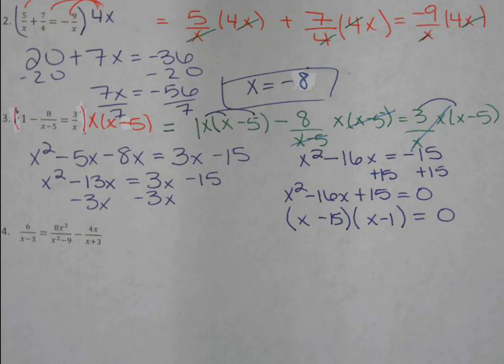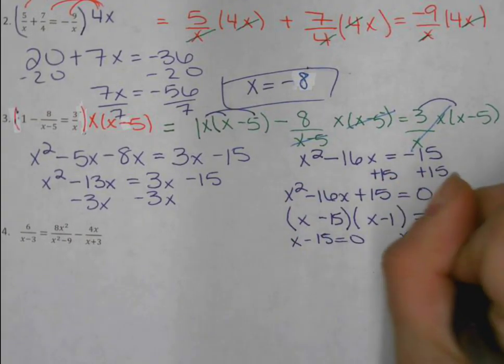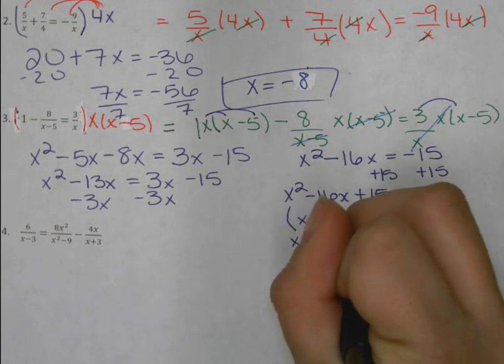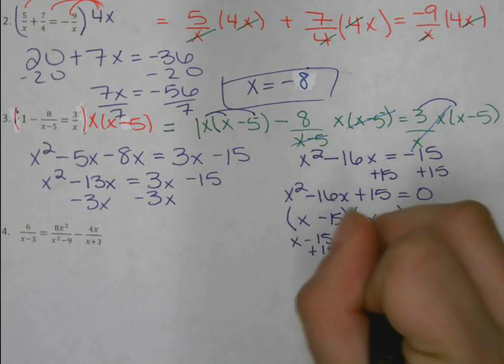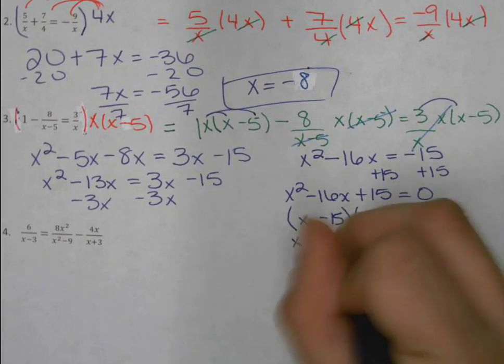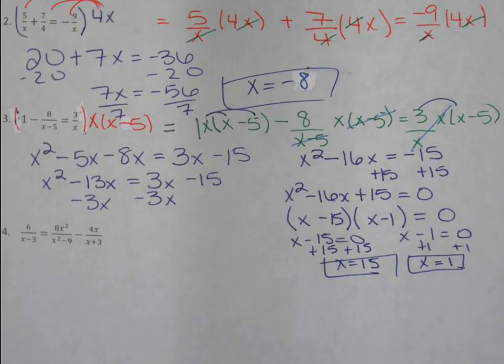Okay. So then, what do I want to do here? I'm so close to being done. I set them both equal to 0. So I have x minus 15 equals 0 and x minus 1 equals 0. Okay, and then I just need to double check. If I plugged in 15 or 1 on my denominator, would that give me 0? No, so I'm good. If I had gotten 5, then I would have had a problem and that wouldn't have been an answer.